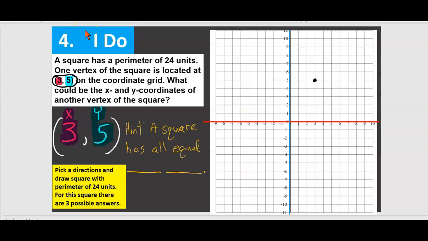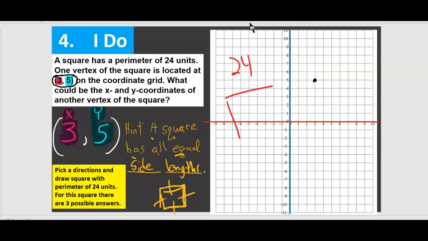When you make a square, what do you know about a square? A square has all equal side lengths. So they all have to be equal. So if you have 24 total, how many does each side have to be? Well, you take 24, right? You have 24 total. And how many steps is the kid going to take on each side?